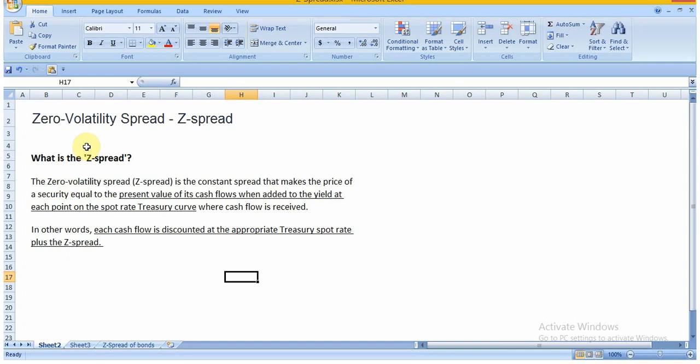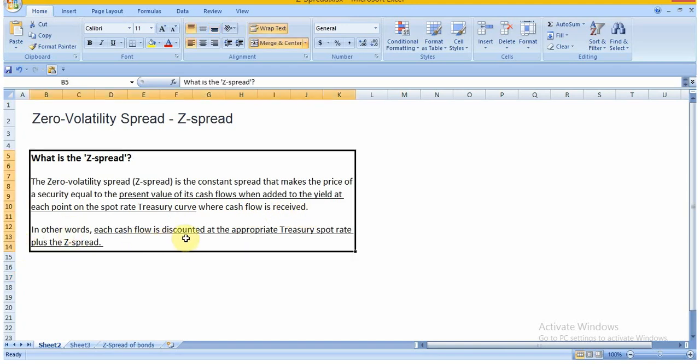Hi all, in this webinar we are going to learn about zero volatility spread or Z spread. So what is Z spread? Zero volatility spread or Z spread is a constant spread that makes the price of a security equal to the present value of its cash flows when added to the yield at each point on the spot rate treasury curve where cash flow is received. So in other words, we can say each cash flow is discounted at an appropriate treasury spot rate plus Z spread.